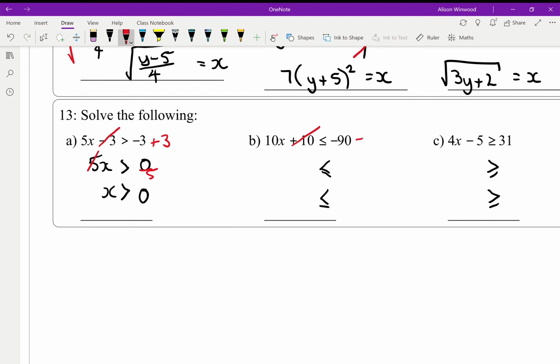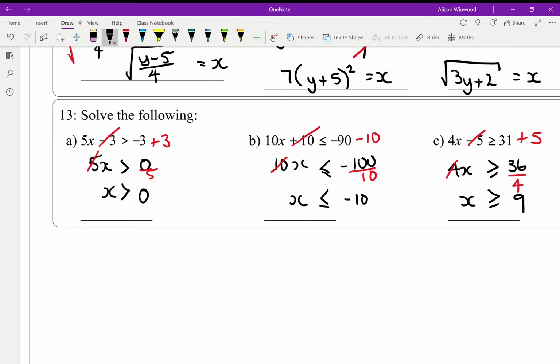Opposite of add 10 is subtract 10. Opposite of multiply is divide. So I get x is less than or equal to negative 10. Final one, opposite of subtract 5 is add 5. Opposite of multiply by 4 is divide by 4. So I get x is greater than or equal to 9.